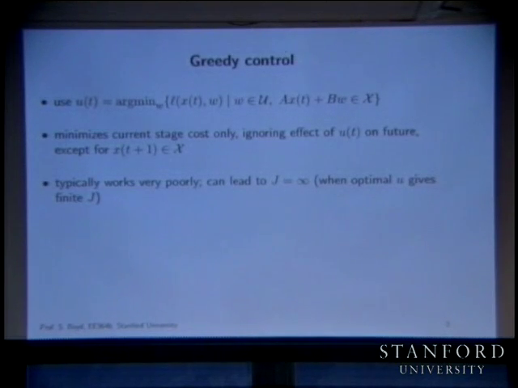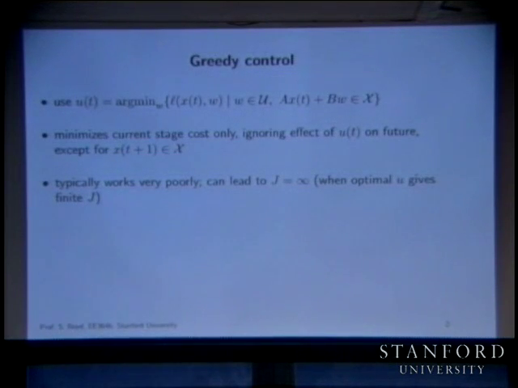And the basic idea is it minimizes the current stage cost, and it ignores the effect on the future. Well, except for this. It says that you can't do anything that would get you into trouble, serious trouble, namely violating the state constraint on the next step. As to whether or not you'll violate in the step after that, that's entirely possible and too bad. Now, this method typically works very poorly.